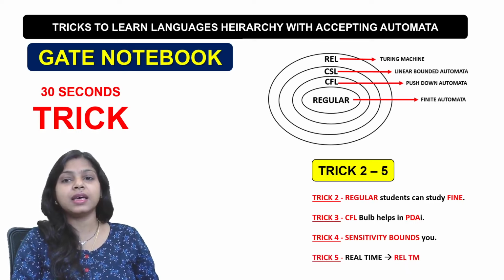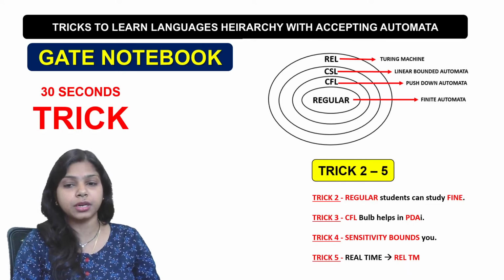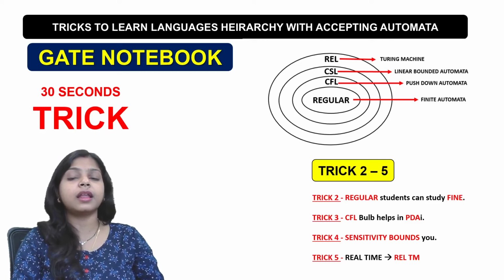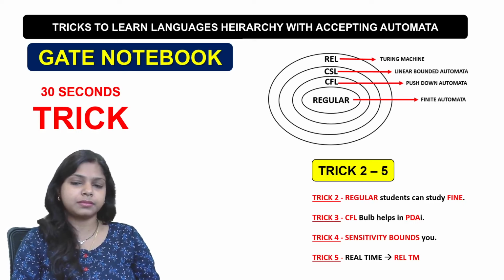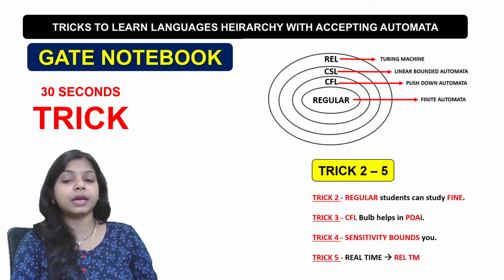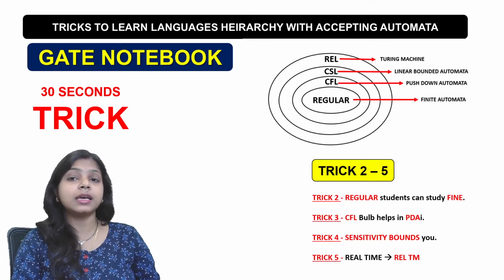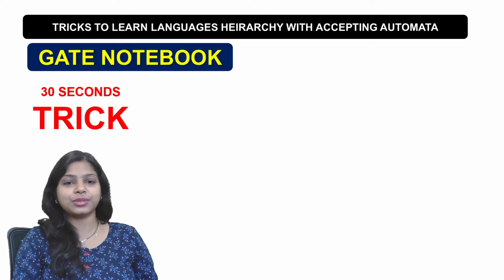Trick 5 is REL, that means regular expression languages, accepted by Turing machine. From that, real time. Just remember real time. We always use these two terms, real life example. In my sessions, you always go through these two terms, that is real time, because I am explaining each and everything through real time examples. Okay, so from real time, REL, that is regular expression language, and from time, TM, that is Turing machine.